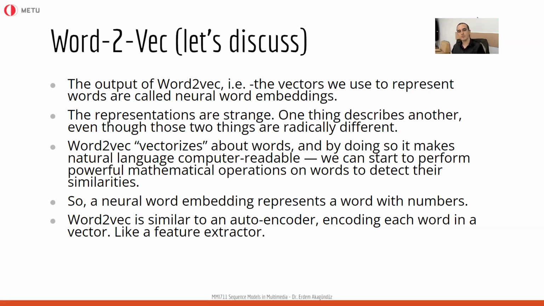So a neural word embedding, word-to-vec, is a neural word embedding. It represents a word with numbers. So word-to-vec is similar to an encoder in the sense that it encodes words. It's like a feature extractor. I mean, you can make many analogies. I don't want to make many analogies because it will confuse you, but it is best that you understand the idea of word-to-vec. The word-to-vec is a feature extraction step for a language.